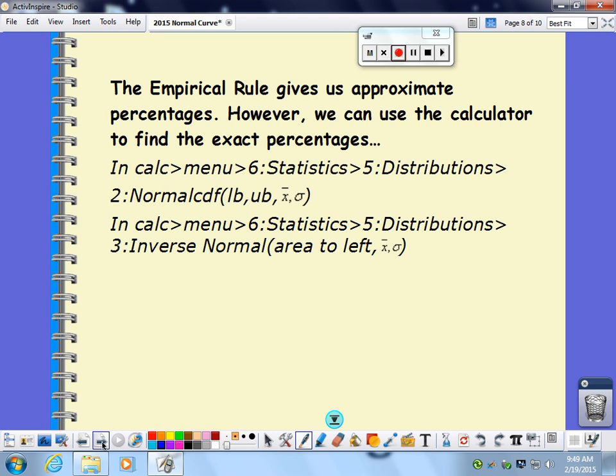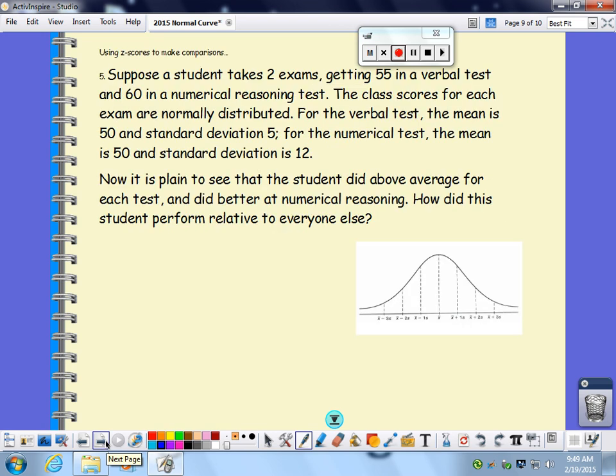All right, let's look at one more type of question that you're going to see that's been on the SOL before. Suppose a student takes two exams, getting a 55 in a verbal test and a 60 in a numerical reasoning test. The class scores for each test are normally distributed. For the verbal test, the mean is 50 and a standard deviation of 5. For the numerical test, the mean is 50 and a standard deviation is 12. Now it's plain to see that the student did above average for each test and did better at numerical reasoning. But our question is, how did this student perform relative to everyone else?